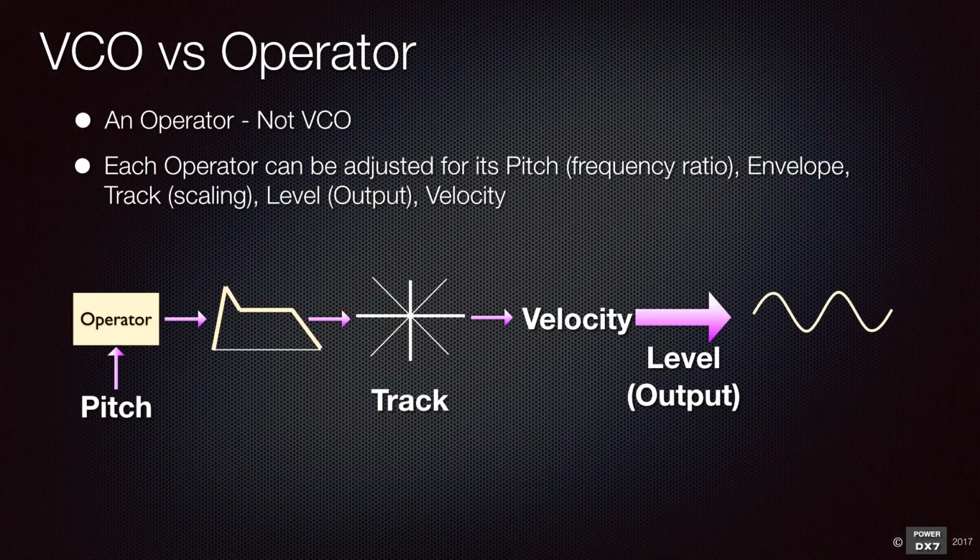This is a visualization of what an operator is all about. You have a pitch control with an envelope, tracking, velocity, and level. On its own, it generates either sine wave or harmonic poor waveforms. Although FM4 or other FM synths such as TX81Z can have selectable sine wave derived harmonic poor waveforms, the DX7 only has a sine wave.